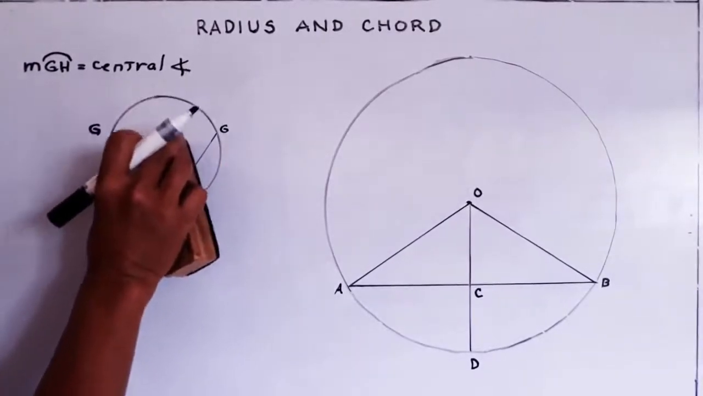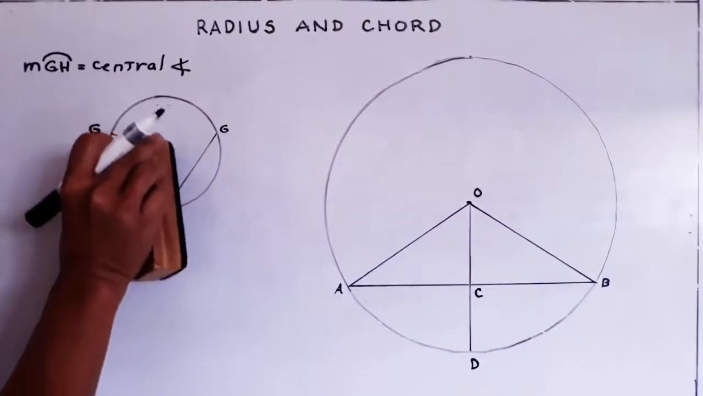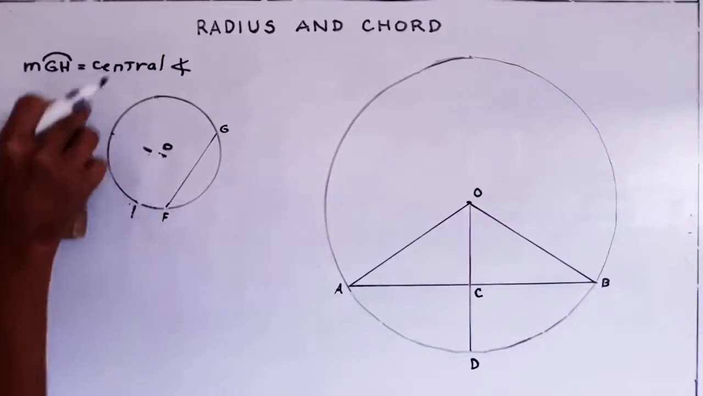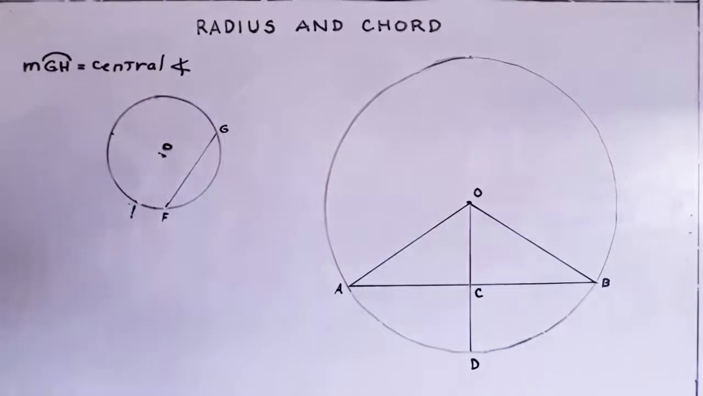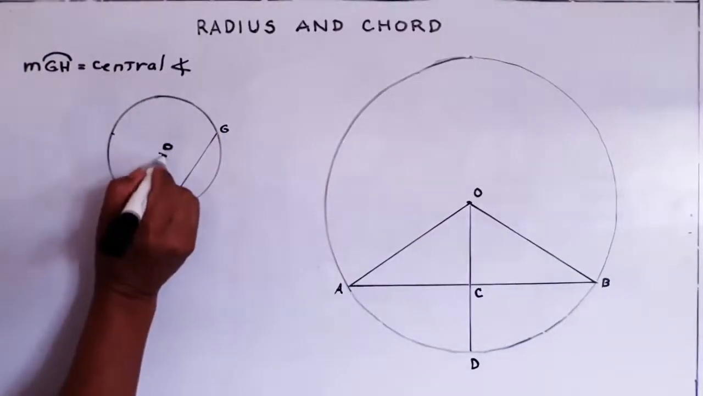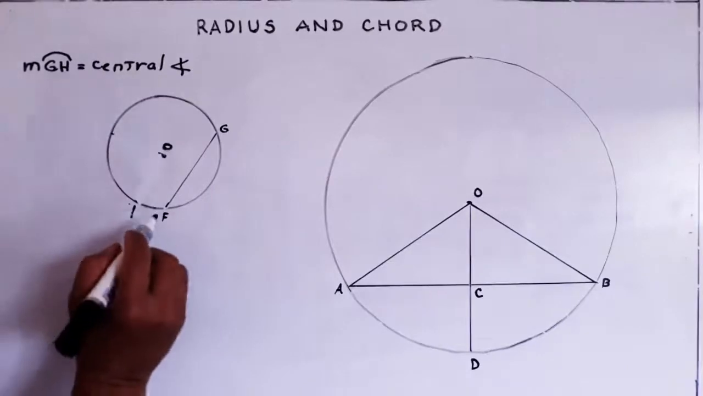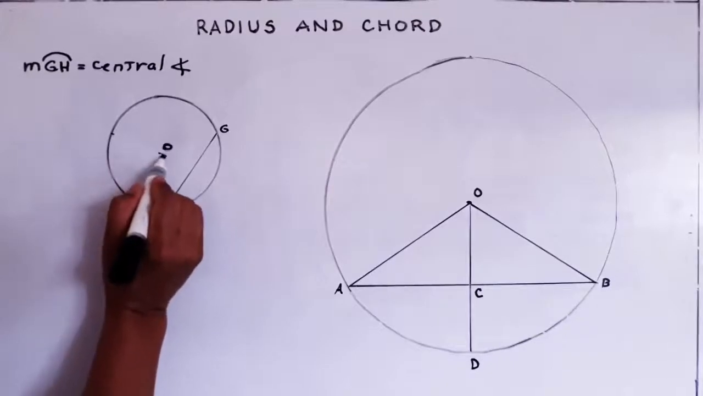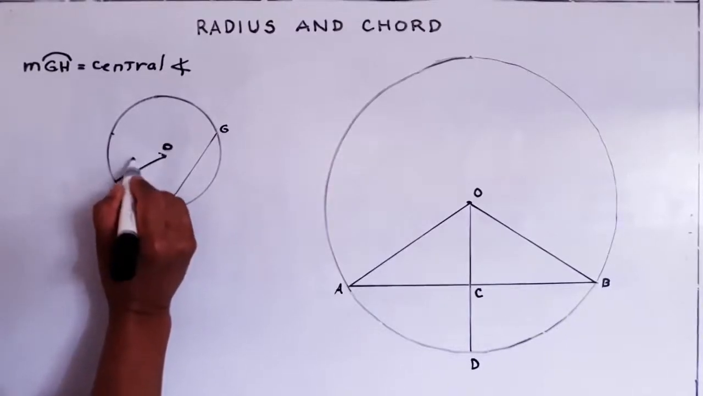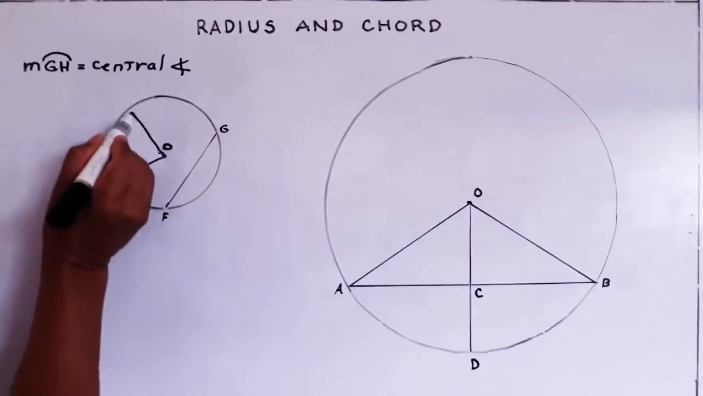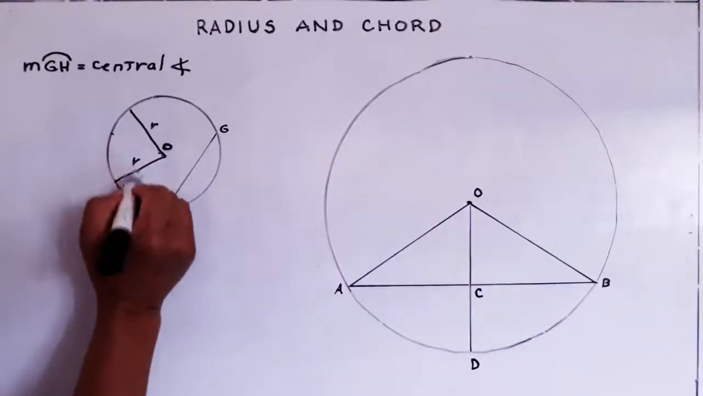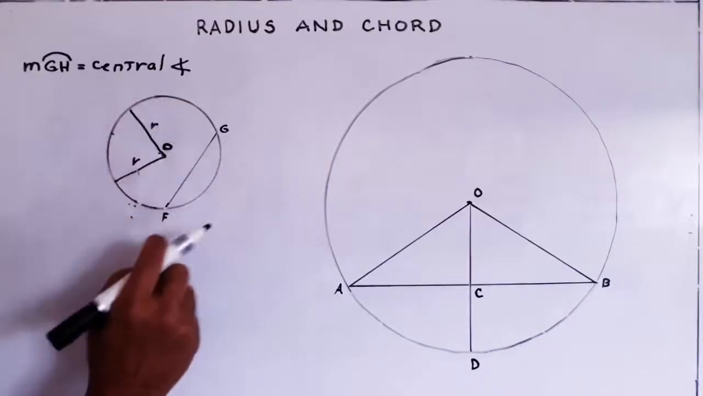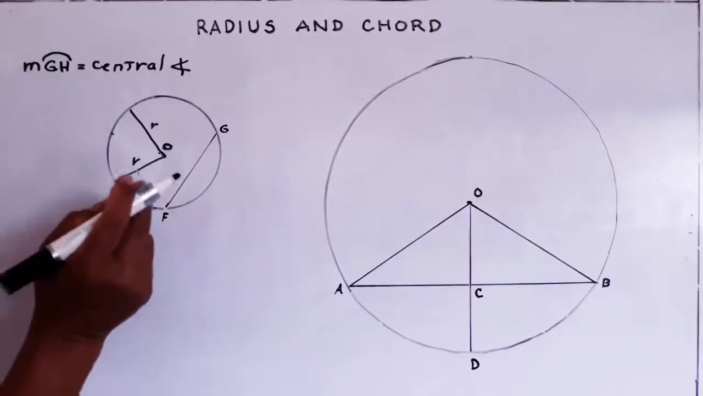Let's have now the radius and the chord. I'm just going to erase this one, so you won't be confused. Okay, one more. So we have here the center. We can have our radius here, and this radius there. The radii here are all equal. The radius here is equal to the radius there. They are all equal. If they are not equal, it will not be a circle anymore.